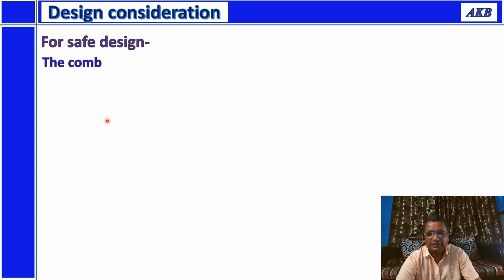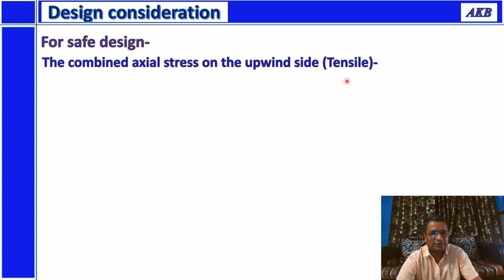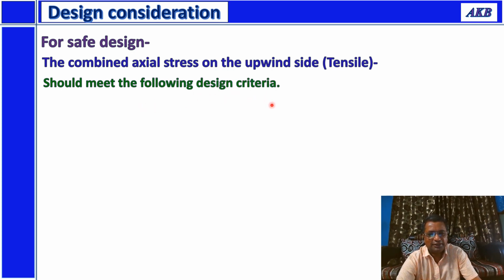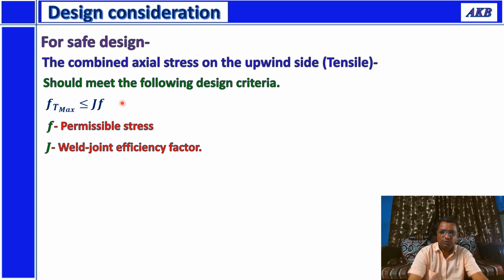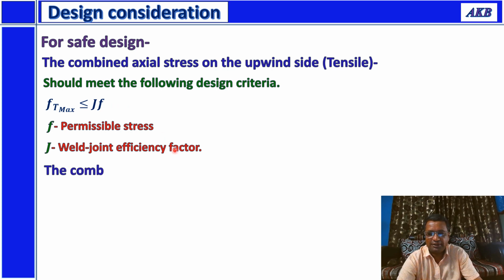For safe design, the combined axial stress on the upwind side, that is tensile stress, FT max, should meet the following design criteria. What is the criteria? FT max should be less than or equal to J into F, where F is the permissible stress for the material and J is the weld joint efficiency factor. So if you are doing analysis using combined axial stress on the upwind side, then this will be the design criteria.